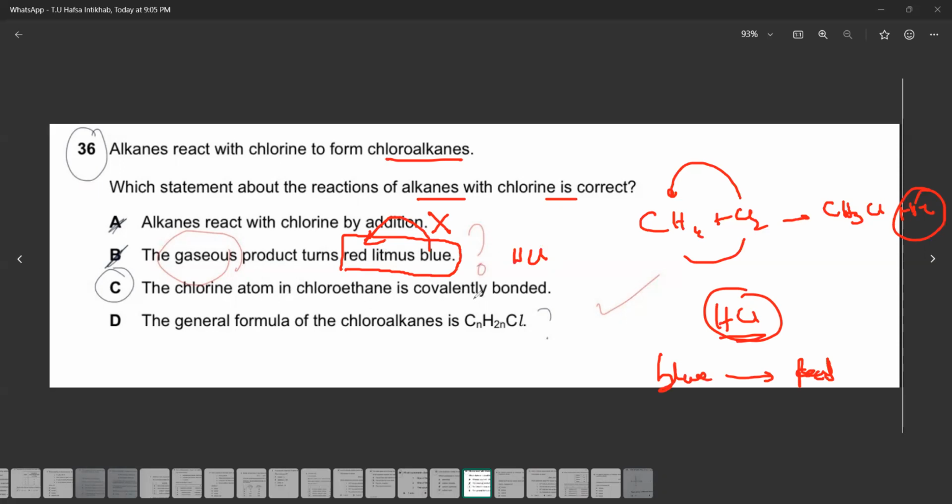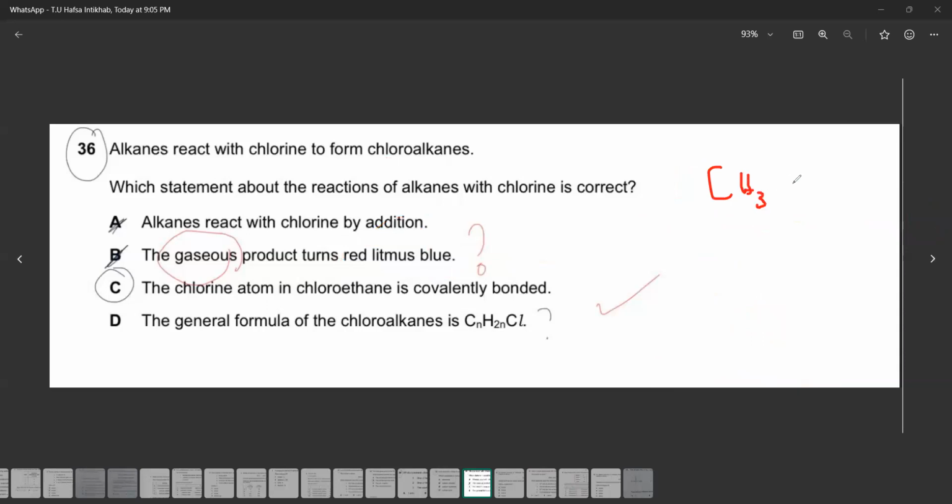Then, the chlorine atom in chloromethane is covalently bonded. That's true because they are non-metals. They all have a covalent bond. And the general formula for chloroalkane is CnH2nCl. That's not correct. As you can see, when we write CH3Cl, or it might produce C2H5Cl, or C3H7Cl, the number of hydrogens is twice plus one, twice plus one, twice plus one. So the general formula will be CnH2n+1Cl. Is it clear? Discussion?